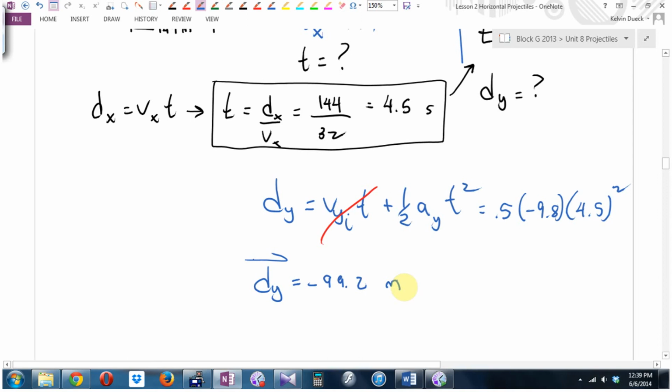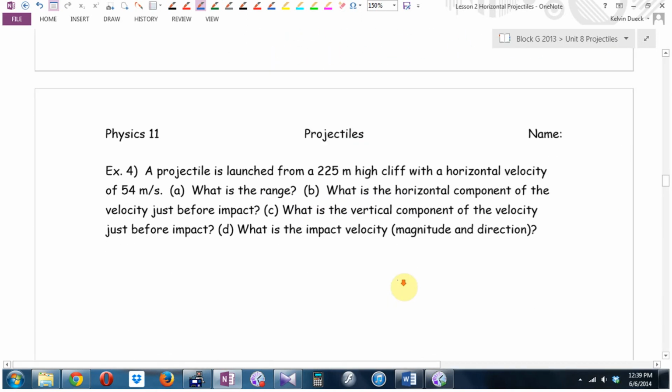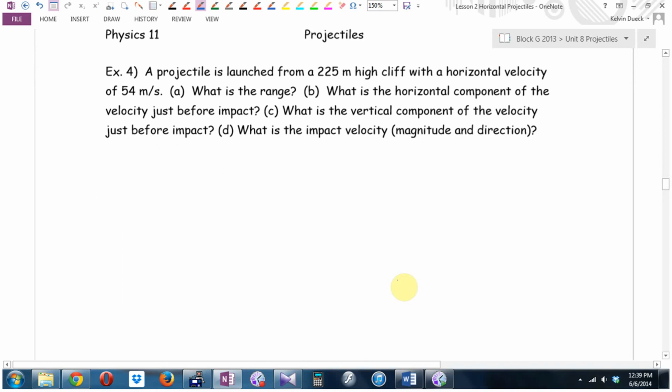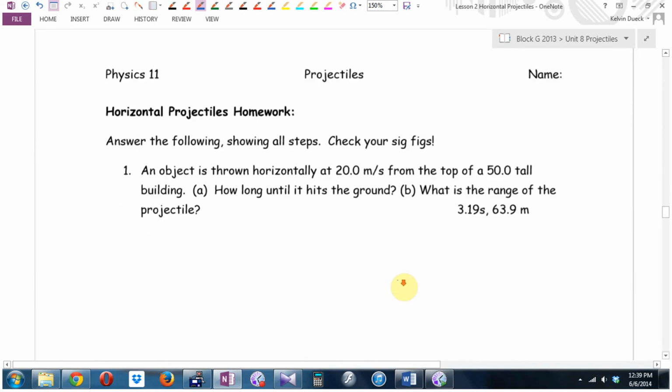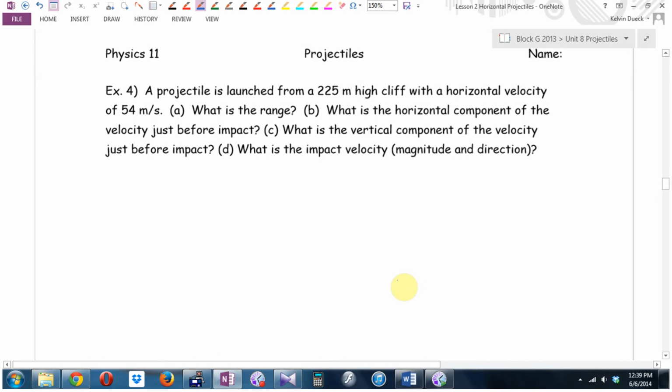So if I know how high, I can find out how far. If I know how far, I can find out how high. What else can we do? Let's see, I got example 4. Yep, last one. A projectile is launched from a 225-meter-high cliff with a horizontal, underline the word horizontal, velocity of 54 meters per second.